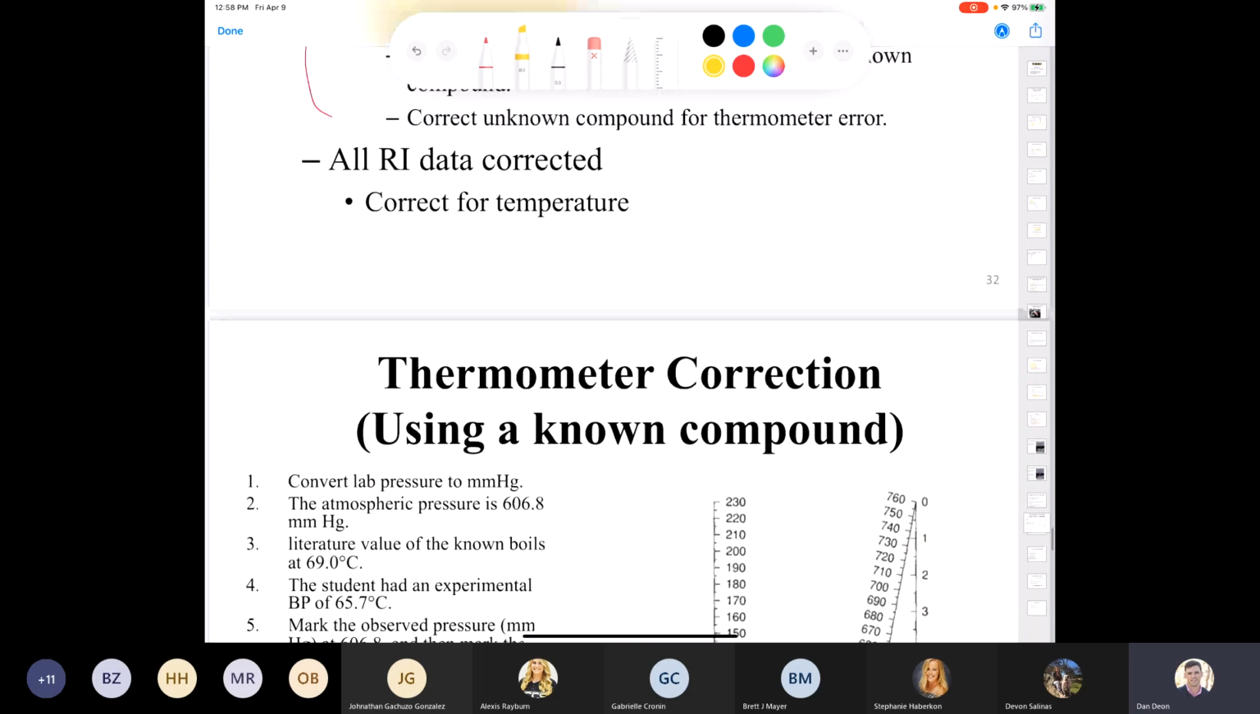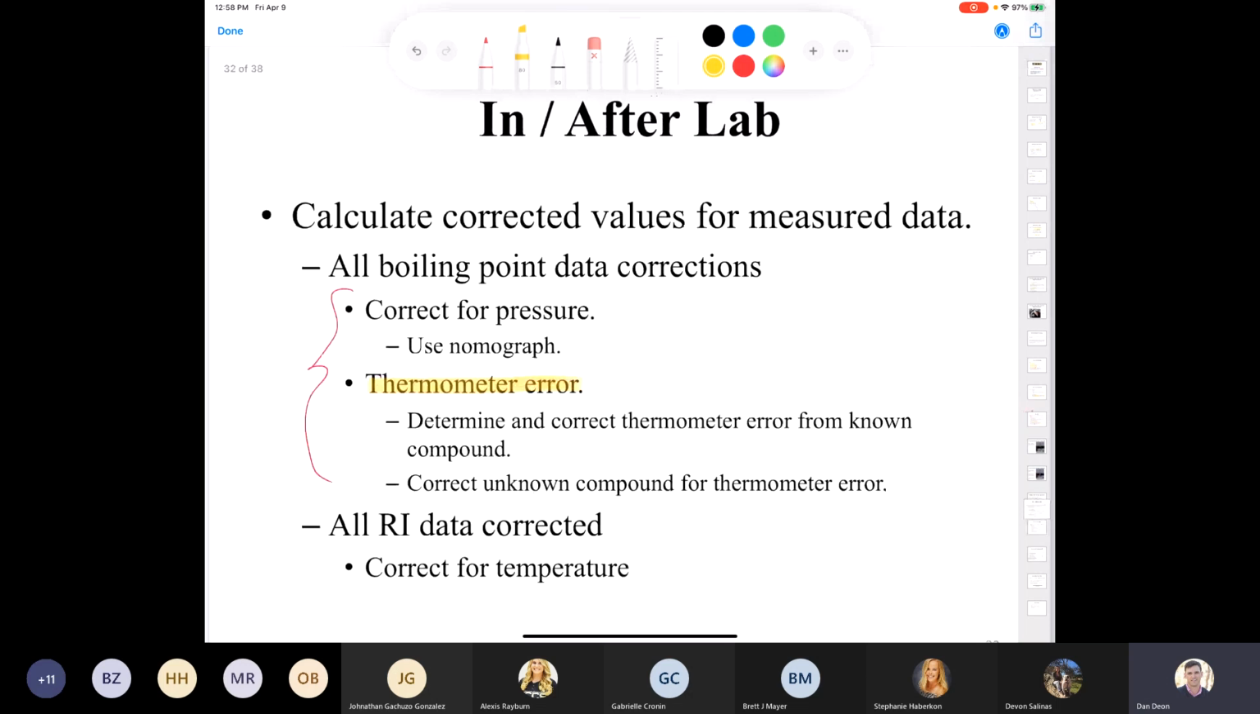So they're kind of listed in reverse order here, aren't they? Right? The first thing you would do is you would do the thermometer correction, after which you would correct for pressure when you're measuring a boiling point of your known or unknown. If you're not following me, let me show you, okay?